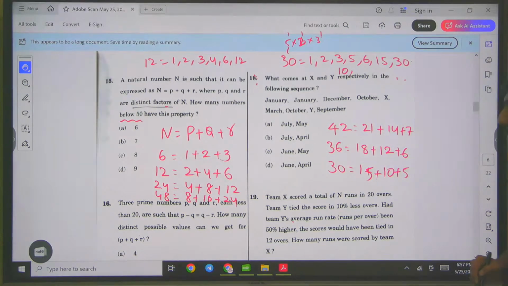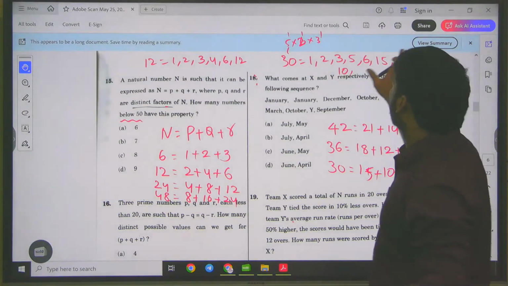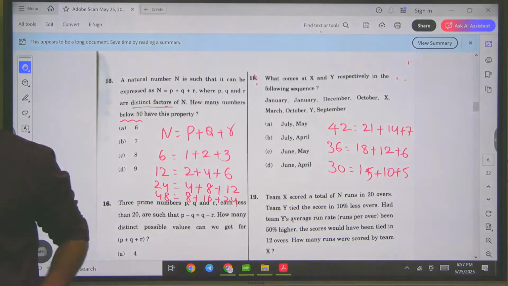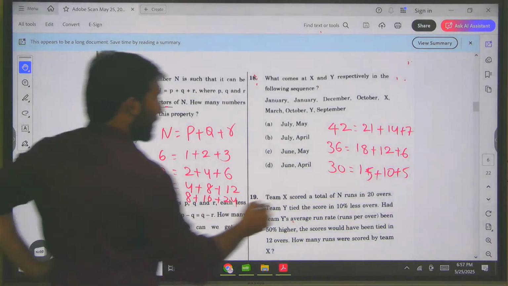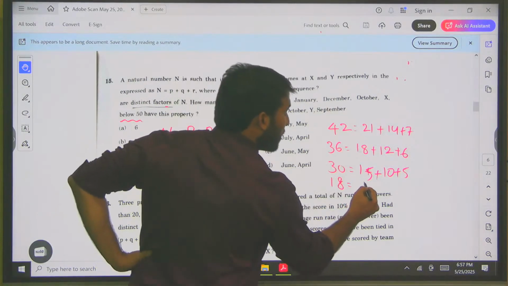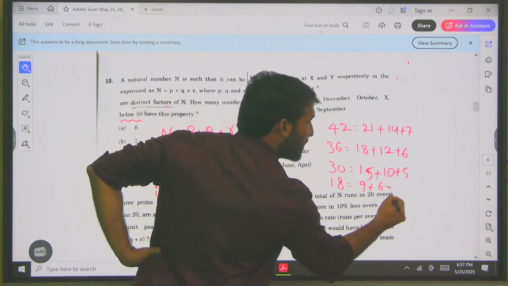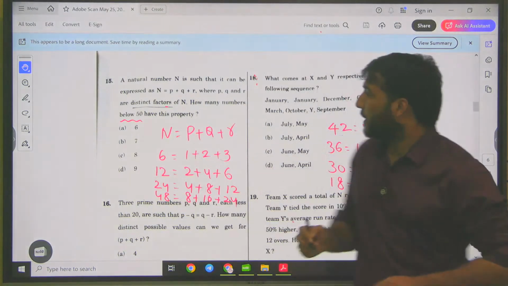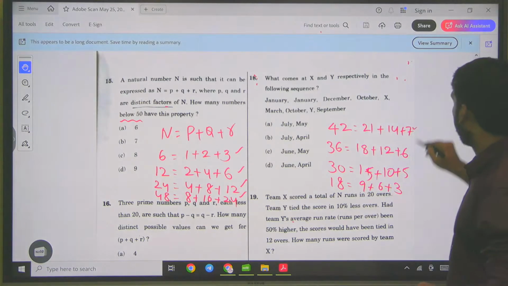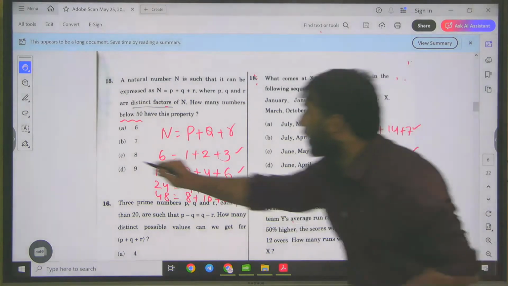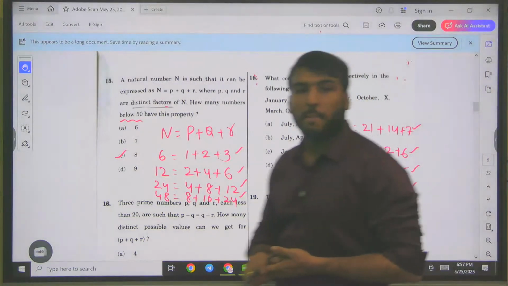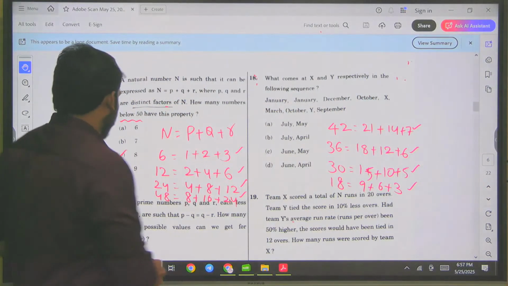How many have I got? 7. Till now I got 7. Next I can try with 18 also. What are the factors of 18? 9 plus 6 plus 3. Total 1, 2, 3, 4, 5, 6, 7, 8. Total 8 is my answer. I can consider 8 as my answer. Clear? Yes.